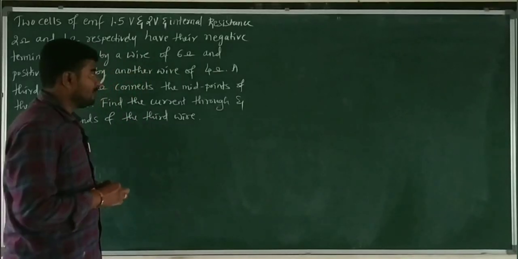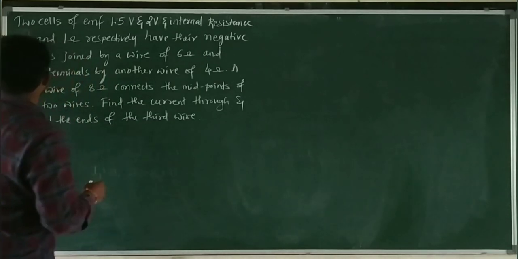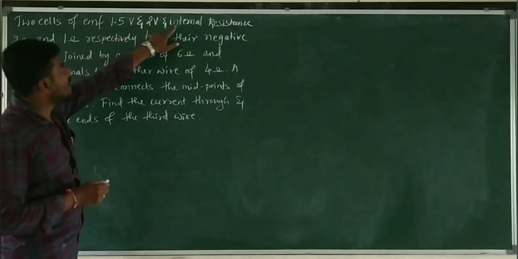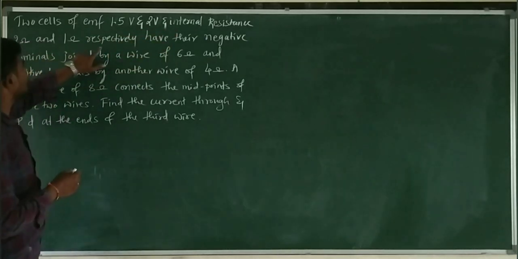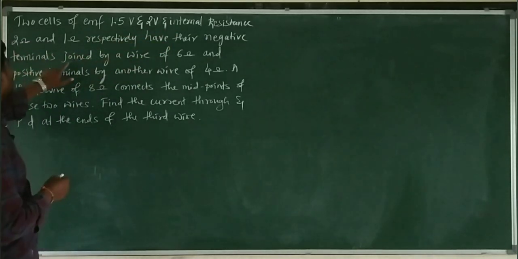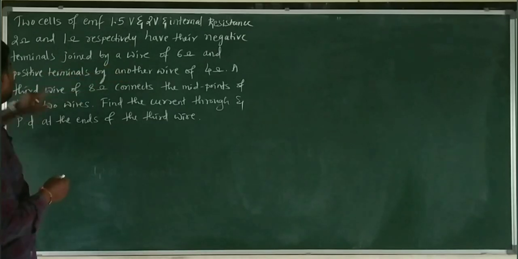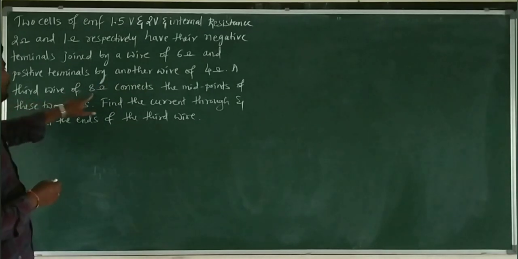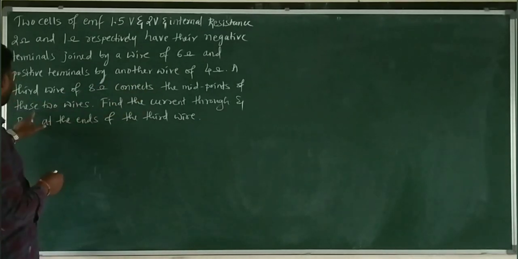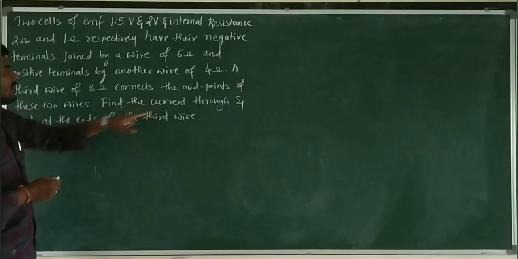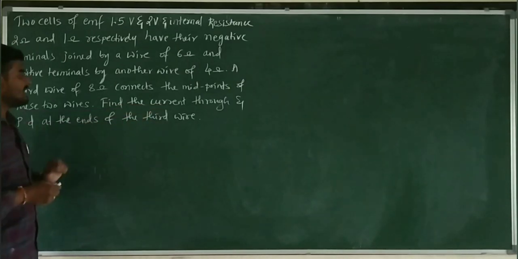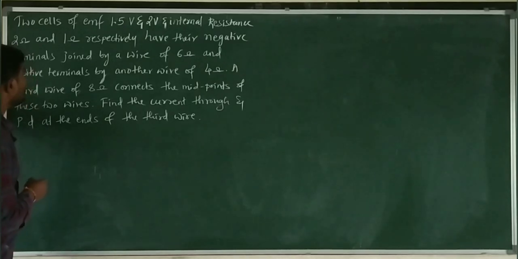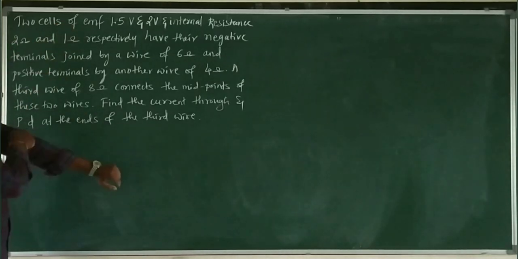Okay, this is our next numerical. Look at the given things. Two cells of EMF 1.5 volt and 2 volt and internal resistance 2 ohm and 1 ohm respectively have their negative terminals joined by a wire of 6 ohm and positive terminals by another wire of 4 ohm. A third wire of 8 ohm connects the midpoints of these two wires. Find the current through and potential difference at the ends of third wire. Circuit diagram is not given here. We shall draw with the help of given data.